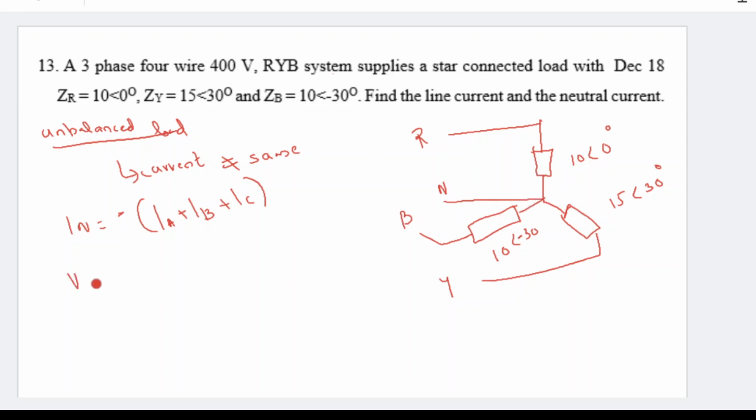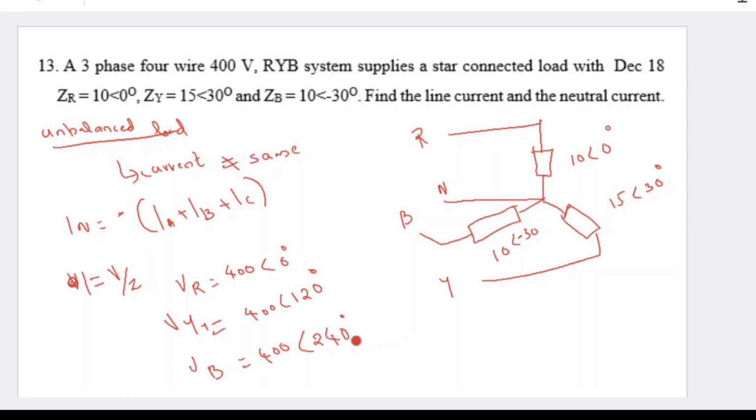That you can find out by using I is equal to V by Z. Like that we can find out. And at that time, you should also remember that VR will be equal to 400 angle 0 degree. VY will be equal to 400 angle 120 degree, and VB will be equal to 400 angle 240 degree, or you can write it as minus 120 degree. Both are the same. Now you have to find out the line current and the neutral current.